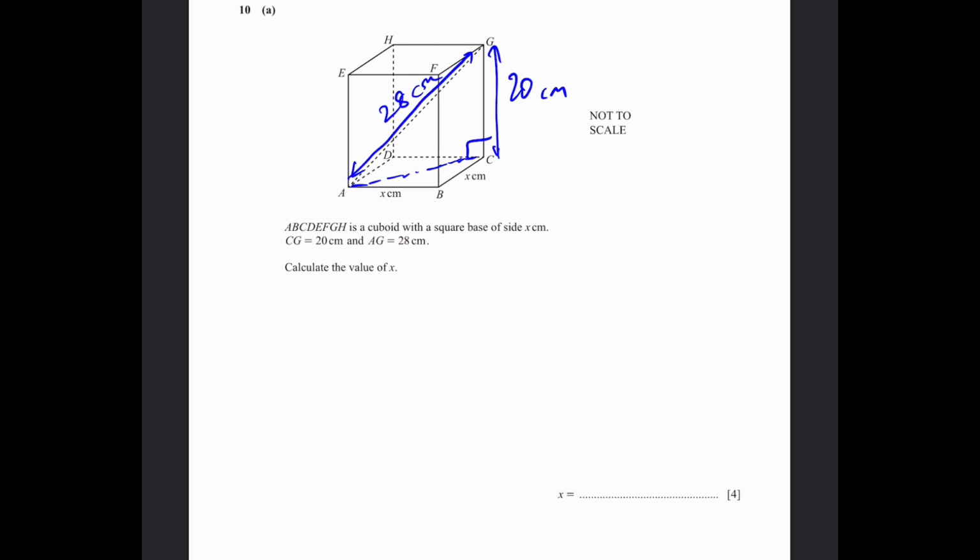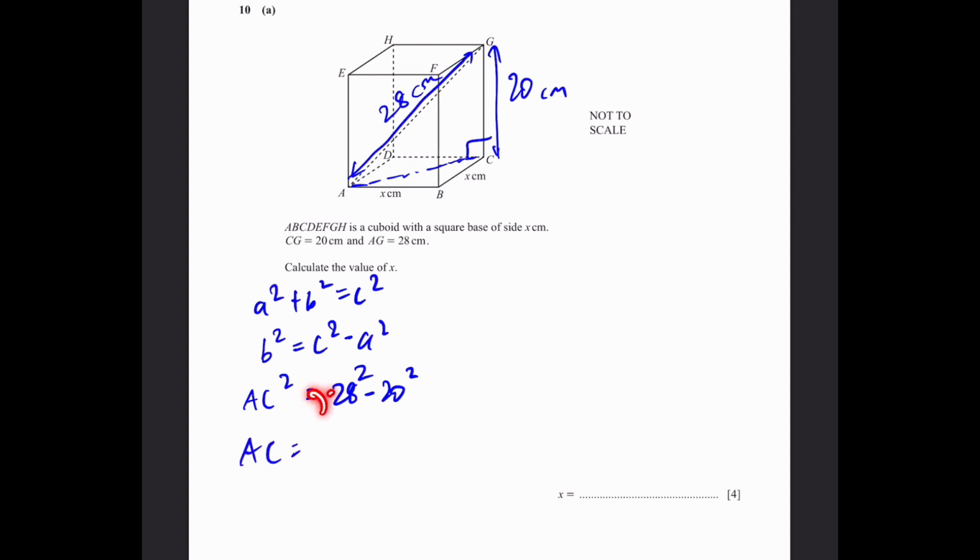And how to find the third side length of a right angle triangle given two sides? Pythagoras theorem, yes. So a squared plus b squared equals c squared. Now since we need to find one of the sides, we can rearrange it to make b squared equal to c squared minus a squared. So in this case, b will be the side AC, which is the diagonal here. That will be 28 squared minus 20 squared, and that will be 784 minus 400, which is 384. And by the way, that's AC squared.